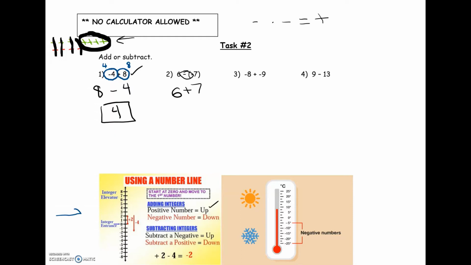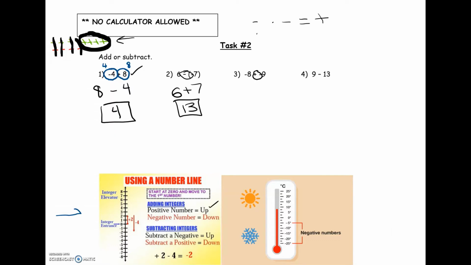And if you can do 6 plus 7 in your head, you're all done with this question and we get the answer of 13. Now on to question number 3. -8 plus -9. First thing I want to do is take a look at my double signs.